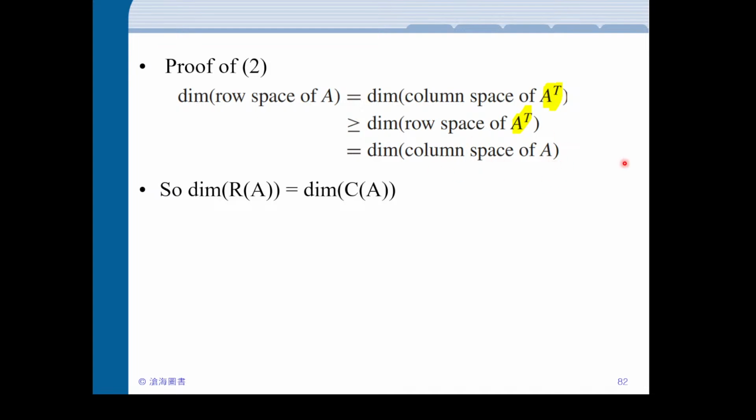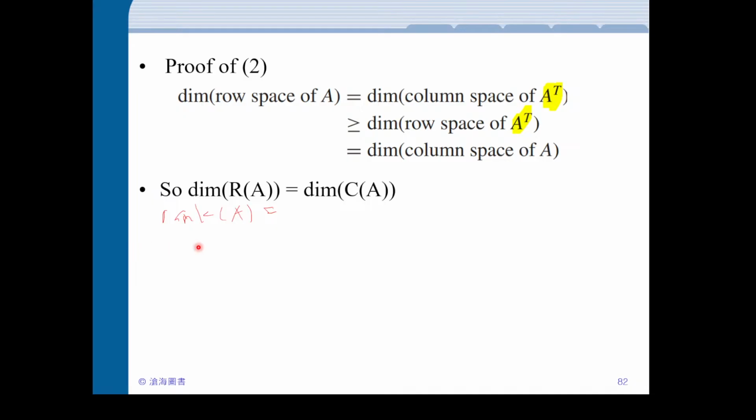Okay, so that's the second part. And from those two things, we see that the dimension of the row space equals the dimension of the column space, and equals the rank. This is the rank of A. Rank of A equals those two things. So finally we finish our most important theorem of the first section of our course. That's rank equals dimension of row space equals dimension of column space.